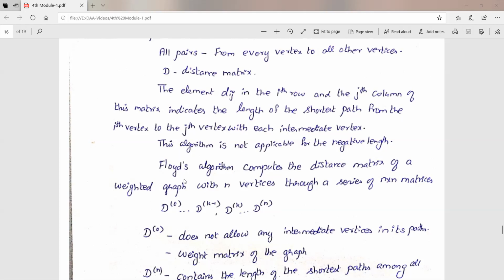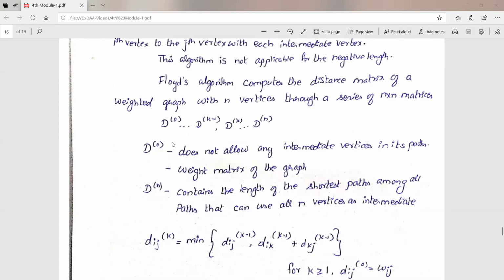Now in Floyd's algorithm, we compute the distance matrix of a weighted graph with n vertices through a series of n by n matrices. Here we have to consider D of 0. D of 0 is nothing but the weight matrix of the graph, that is the initial distance matrix. D of 0 does not allow any intermediate vertices in the path, and then we have to find each and every step, that is D of k minus 1, D of k, and up to D of n.